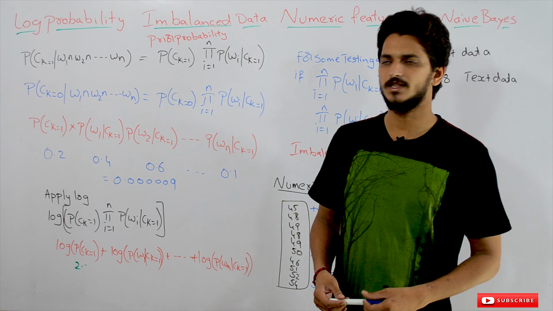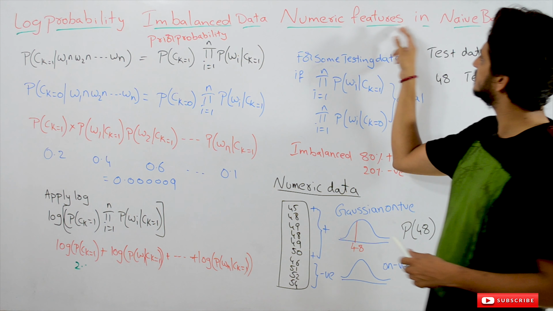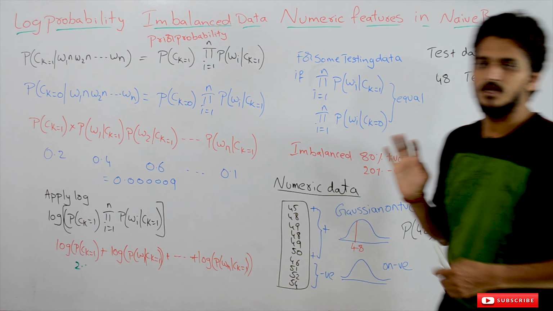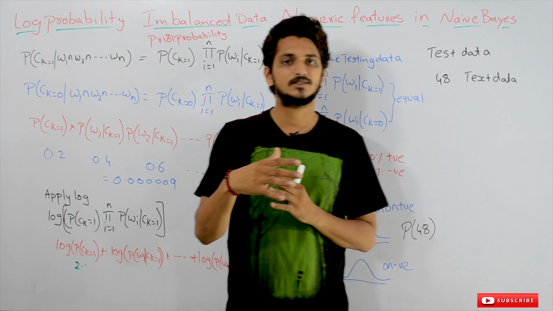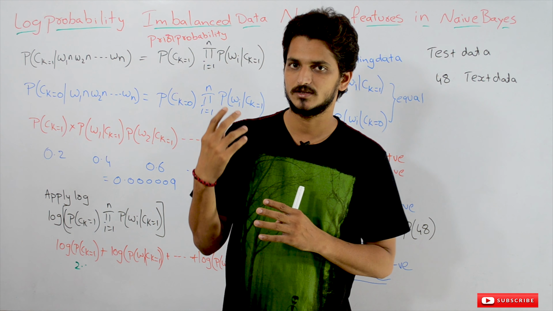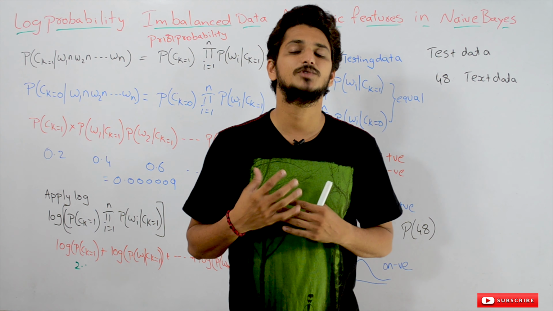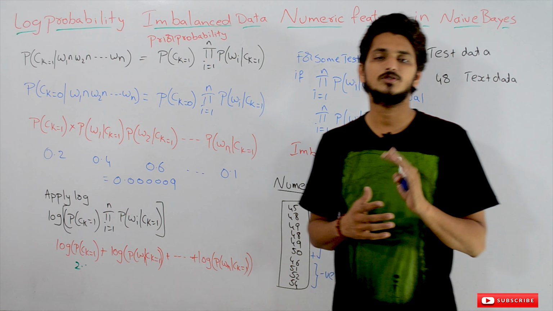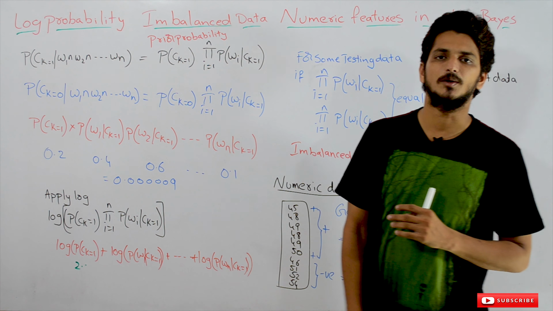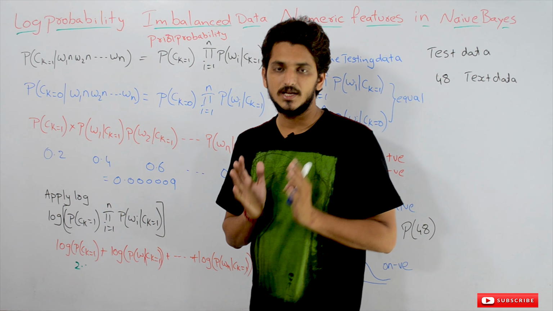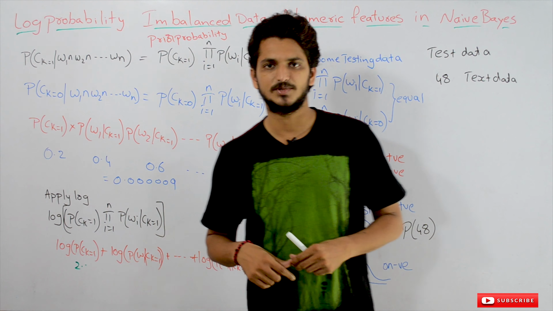I am Raghuveer. In this class we will discuss log probability, imbalanced data and numerical features in naive Bayes. This class is completely dependent on our previous 5 classes on naive Bayes. The formulas and equations which we use here were already discussed in our previous classes. Our assumption here is you have already watched all those classes. Based on this assumption we are discussing these concepts. So please follow our playlist for better understanding of the subject. The link for the playlist is provided in the description below.